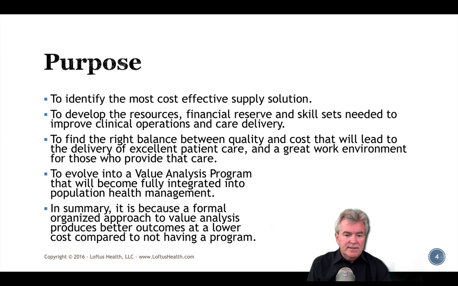So in summary, a formal, organized approach to value analysis produces better outcomes at a lower cost compared to not having a program. Just going by the default and saying, let's hope that supply chain makes a good decision about this, or I hope our vendors are being honest in how they portray their products, that's one way to do it. That's how we've done it for decades. And it's actually not been a bad system if you think about it. But we know we can do much better.